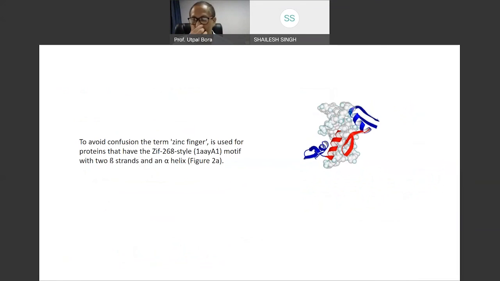Okay. Now there is another term called zinc finger. So to avoid this confusion, the term zinc finger is used for proteins that have the ZIF 268 style motif with two beta strands and an alpha helix. So this particular protein is a little bit different from the other one.